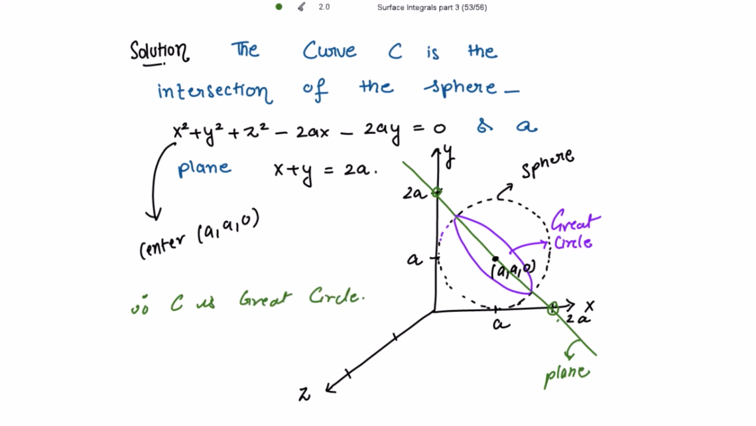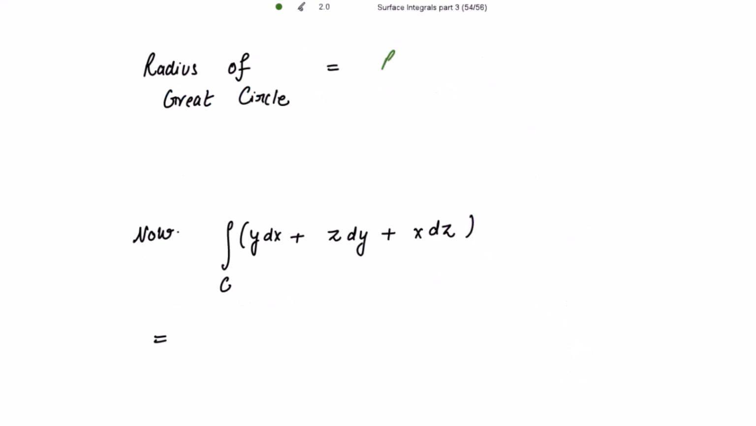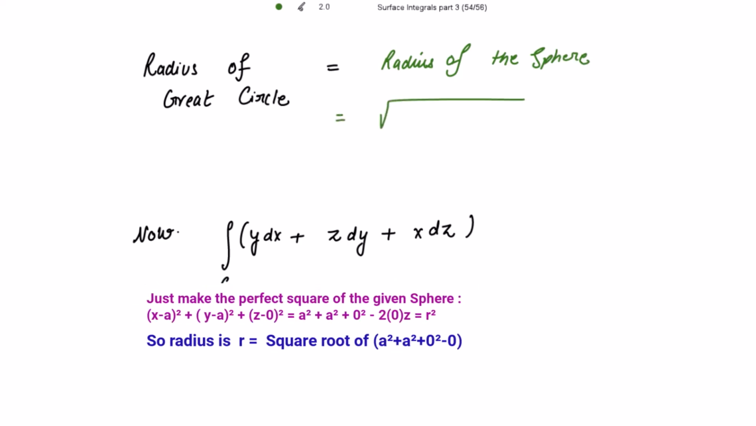And what is the radius of this great circle? It is the same as the radius of the sphere. Yes? So the radius of the great circle is equal to the radius of the sphere. That is equal to the square root of, okay, what is the center? The center of the sphere is (a, 0, 0). So the radius becomes the square root of a squared plus 0 squared, which is equal to the square root of 2a squared, which is equal to square root of 2 into a.